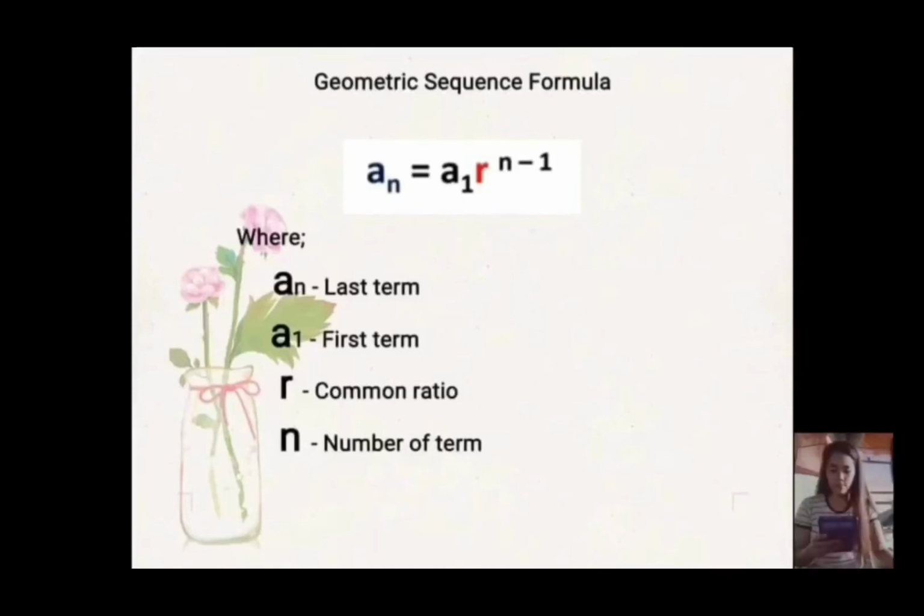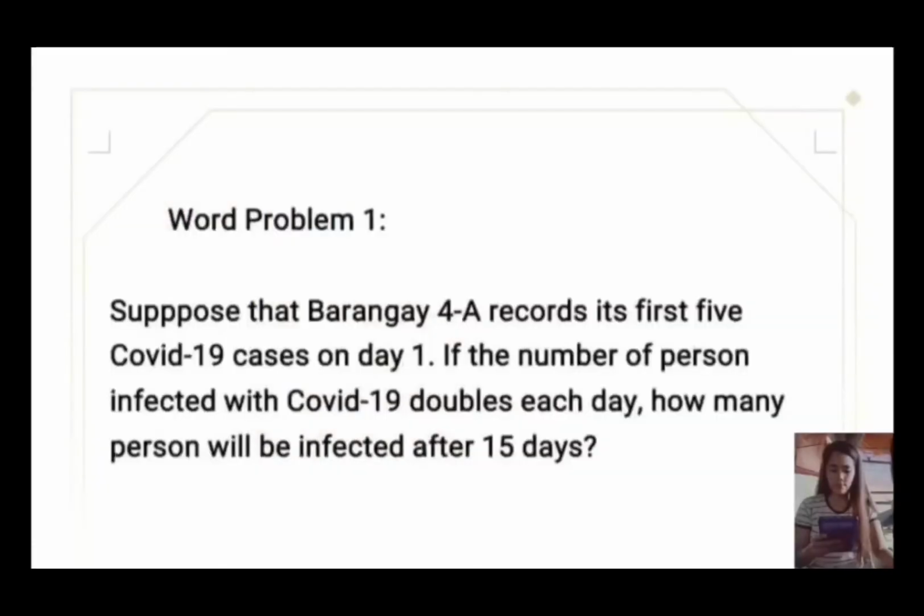We can also use this formula to solve real-life problems involving interest rate, the increase of population, bacteria, viruses, and many more. But we will focus on the increase of infectious diseases to raise awareness to people so that they will realize viruses should not be taken for granted. Word problem number 1. Suppose that Barangay 4-A records its first 5 COVID-19 cases on day 1.